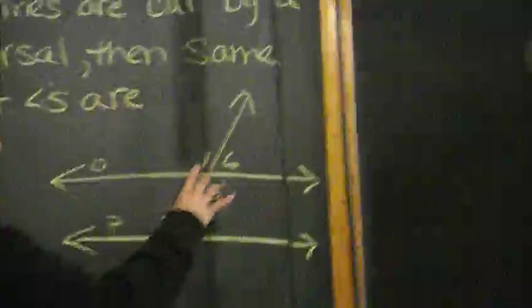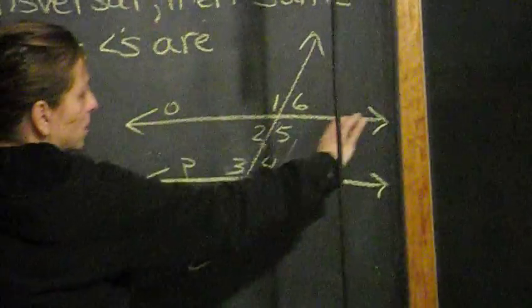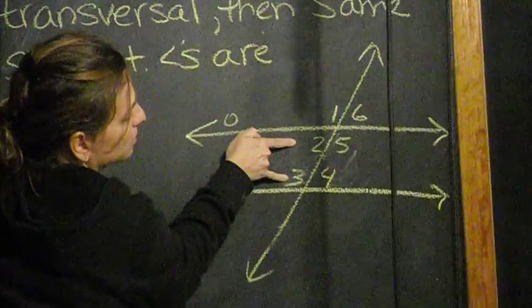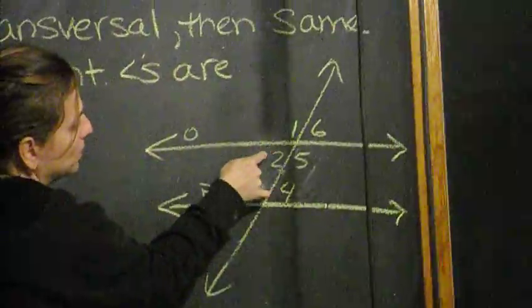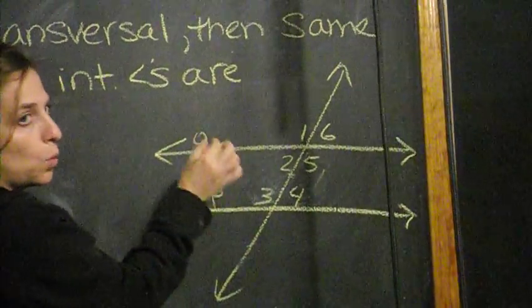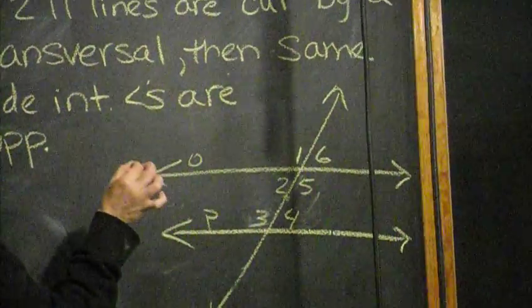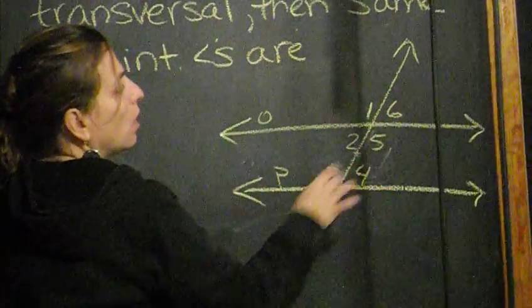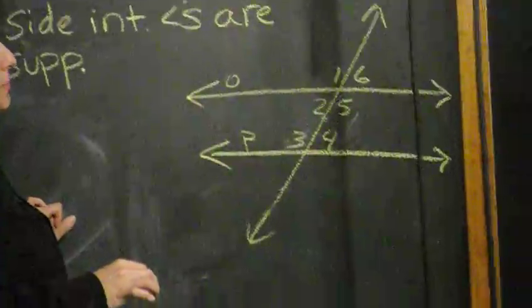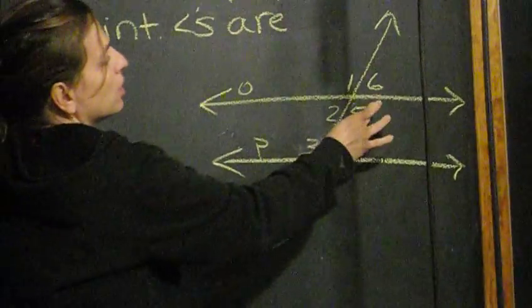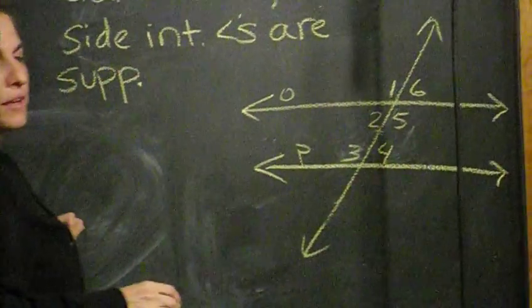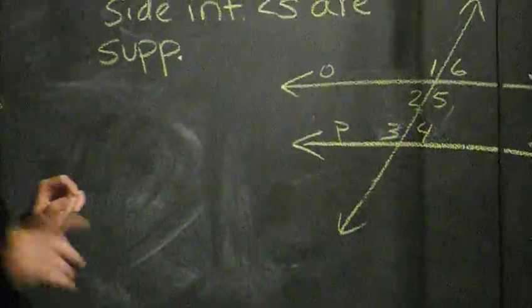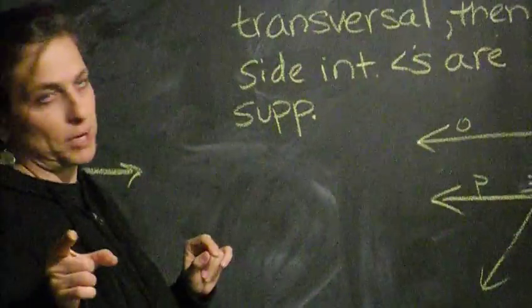So that means these two, O and P, are parallel, 2 and 3 are same side interior, and if you add 2 and 3 together, you're going to get 180 because they are supplementary. 5 and 4 also are same side interior angles. Those two are going to be added together to get 180. Keyword is froggy slipper. Okay.